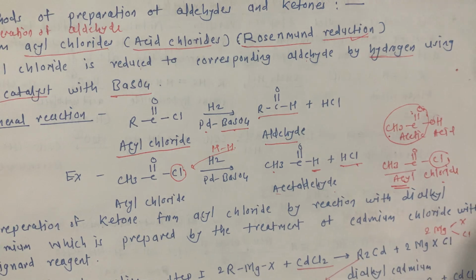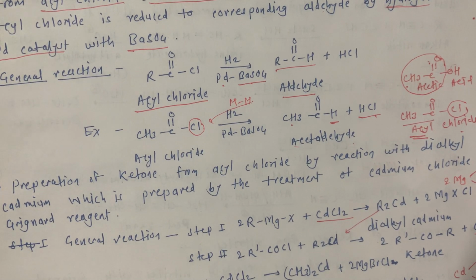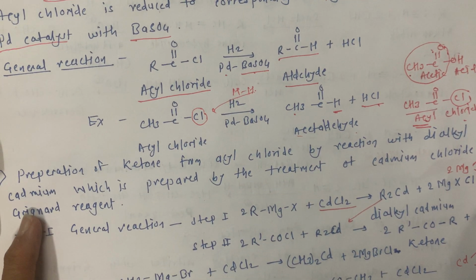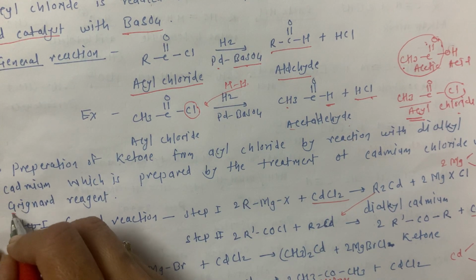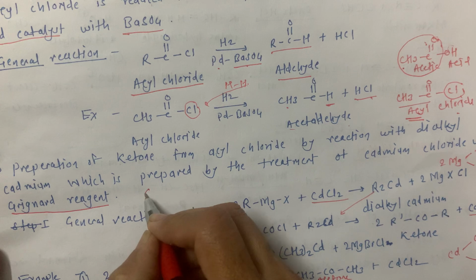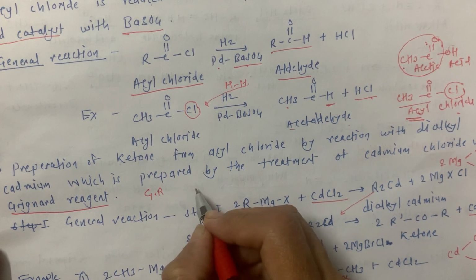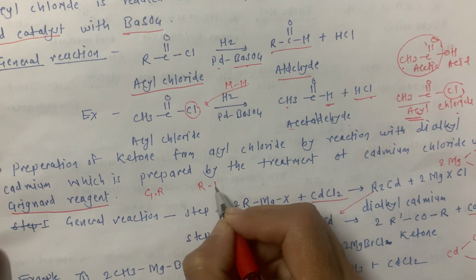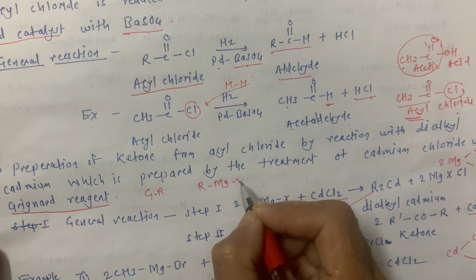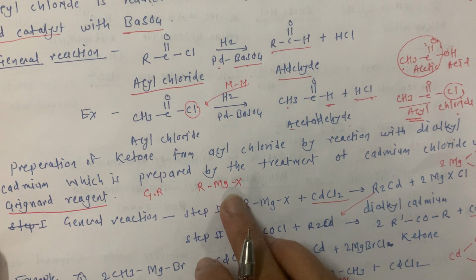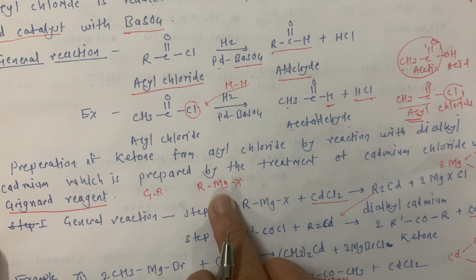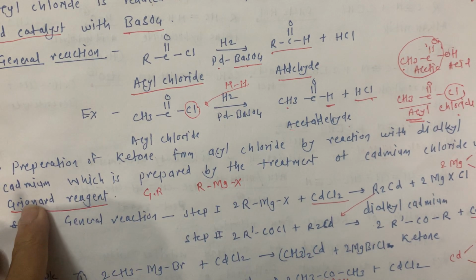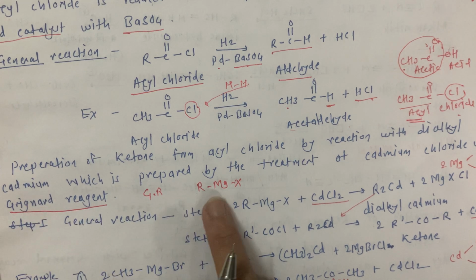gives you product. Next, this is again a very important reaction, where we are going to use the Grignard reagent. Short form is GR. General representation is RMgX. RMgX means an alkyl halide with magnesium in between. This is known as the Grignard reagent, RMgX.